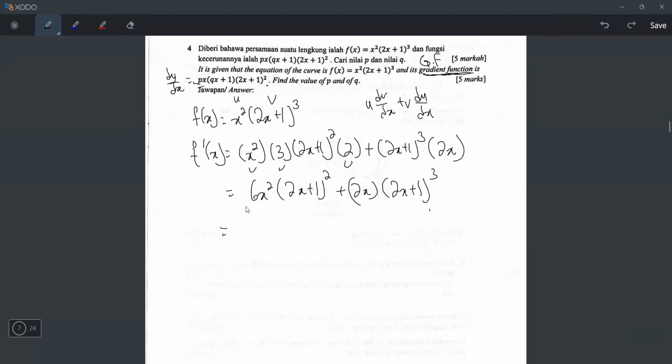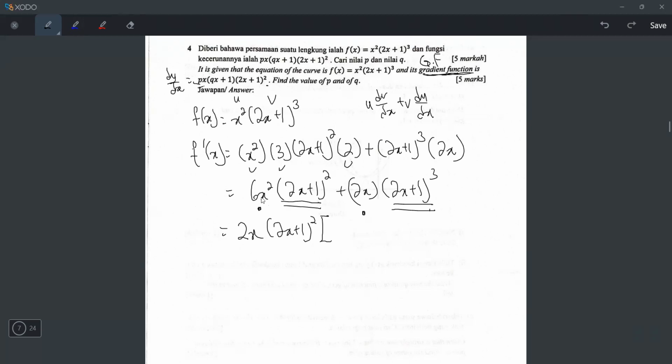But don't stop here because you can factorize. Look at this. 6x squared and 2x, they have something in common. 6 and 2, I can take out 2 from both of them. It means these both numbers can divide by 2. And also x squared and x, I can factorize out x. What about this? 2x plus 1 power 2 and 2x plus 1 power 3. Can I factorize? Yes, I can take out 2x plus 1 power 2, right? And then now I will open a big bracket and then I'll write the balance inside here.